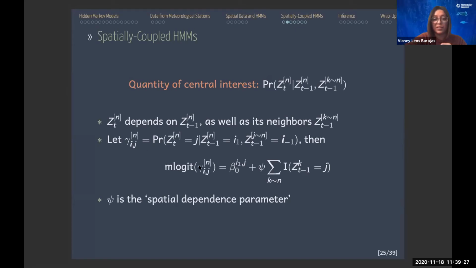So gamma sub ij is the probability that, given that you are in state i, which is really a vector now since we incorporate multiple state processes, you transition to state j. That might have been a bit confusing. But the idea is that you just want to incorporate the spatial dependence, and how you can do that is really open right now.